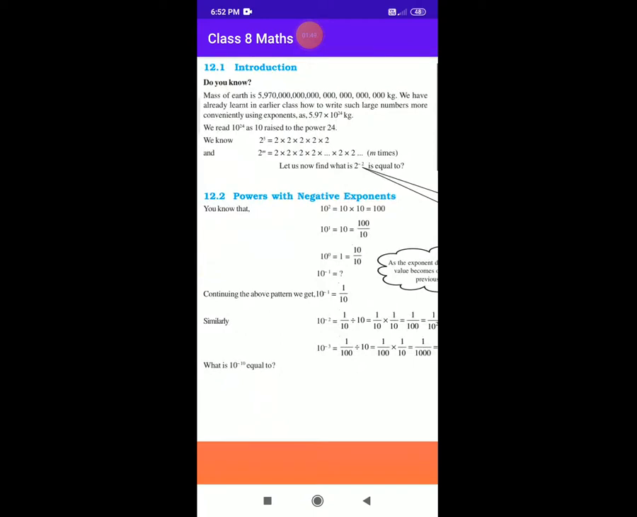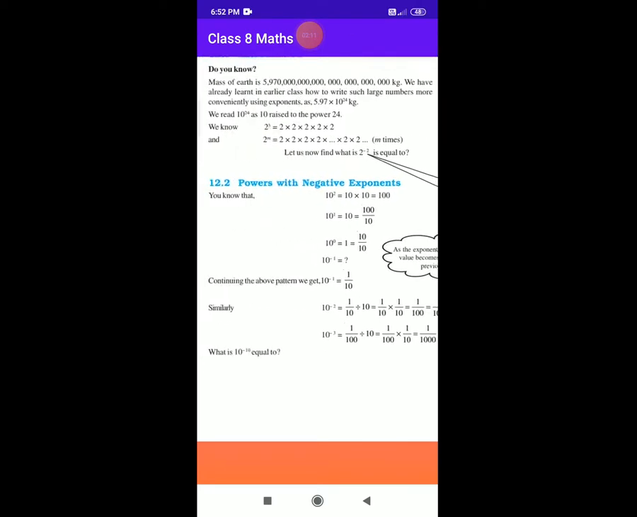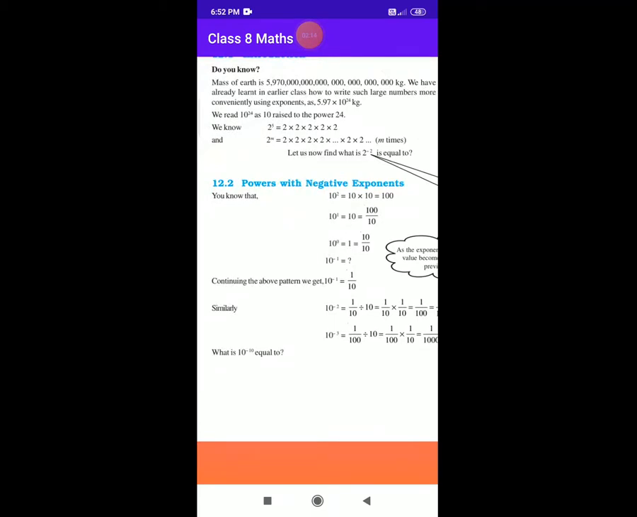You know that 10 raised to 2 means 10 multiplied by 10, which is equal to 100. 10 raised to 1 means 10, which is 100 divided by 10, and 10 raised to 0 is equal to 1, that is 10 by 10. यहाँ पर आप देख सकते हैं कि as the exponent decreases by 1, the value becomes 1/10 of the previous value. Now what is 10 raised to minus 1? Continuing the above pattern, we get 10 raised to minus 1 is equal to 1 by 10.